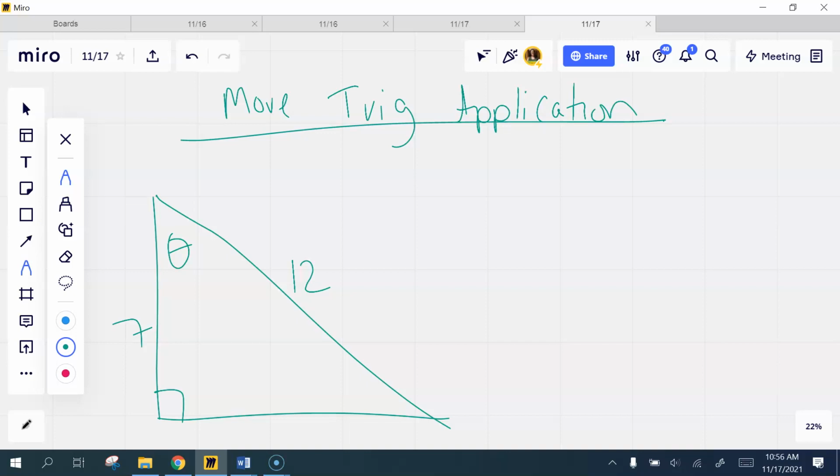All right, more trig application. If I gave you this triangle and I said find the value of theta, any ideas what I can do? Do I need the other side? If I was asked to solve the triangle, solving a triangle means finding all sides and all angles. But if I'm asked to find theta here, I can use a trig function since it's a right triangle. I would say that the cosine of theta equals, well, what does it equal?